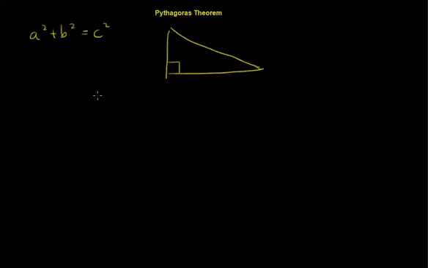In this video I'm going to show you when to use Pythagoras Theorem and how to use it. So we use Pythagoras Theorem when we are trying to find out one unknown side of a right angled triangle. So something like this.